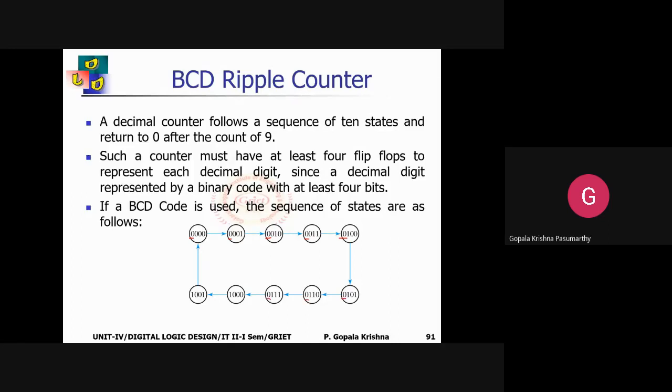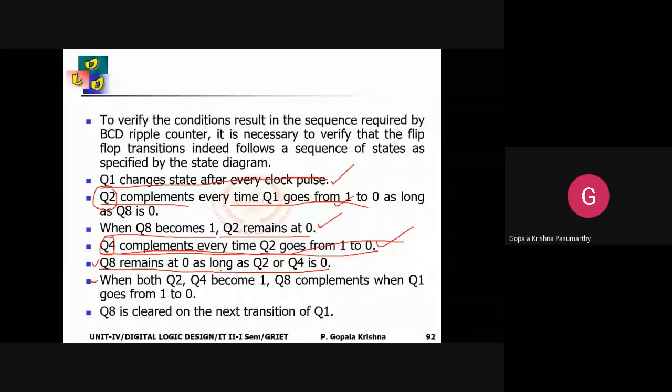Why? Either Q2 or Q4, there must be 0 in either Q2 or Q4. See here, Q2 and Q4 both 0, hence Q8 is 0. Q2 and Q4 both 0, hence Q8 is 0. Here Q2 is 1, Q4 is 0, and so on in these other states. So for all these states, the first rule holds. What is the first rule for Q8? Q8 remains at 0 as long as Q2 or Q4 is 0.